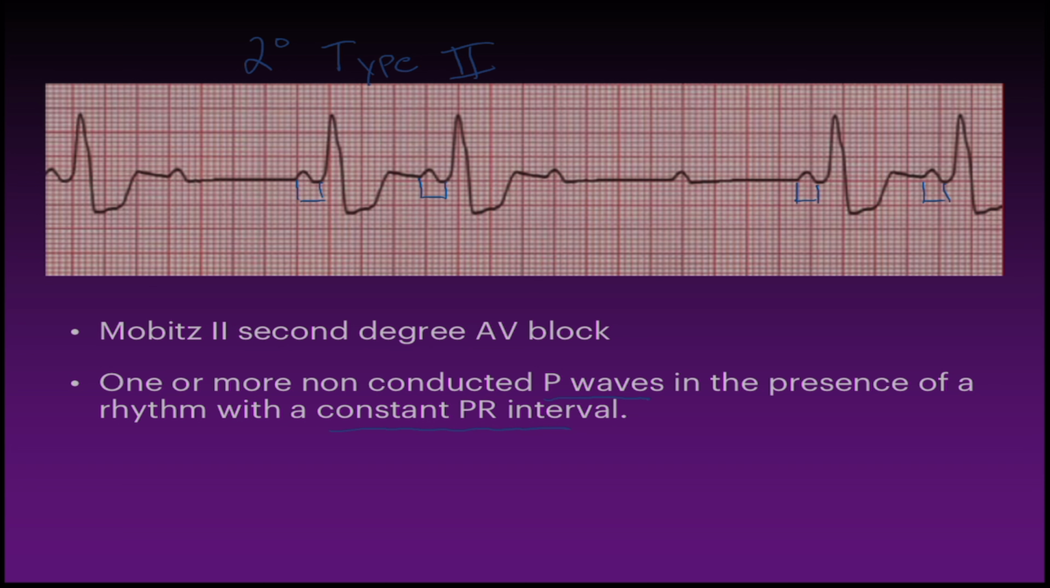And then I have this dropped QRS complex that should occur somewhere around in there. So I have 2 dropped beats here. I have another one here. So throughout this rhythm, I have constant PR intervals with dropped QRS complexes. That's enough for me to call this a second degree type 2.